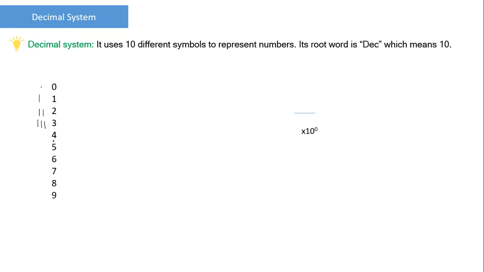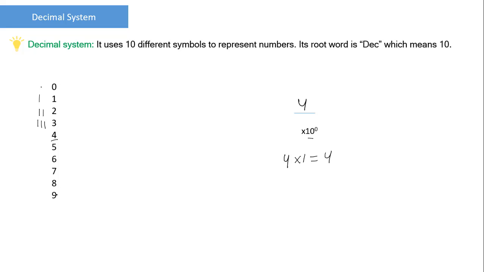To find out the value of these symbols, let's say if I want to find out the value of 4, then the value of 4 is 4 times 10 raised to power 0. Here we use the number 10 because this is a decimal system where we have 10 different symbols, hence we use 10. So if I multiply 4 times 10 raised to power 0, which is basically 1, the value of this number is 4. Similarly for all these numbers till 9.